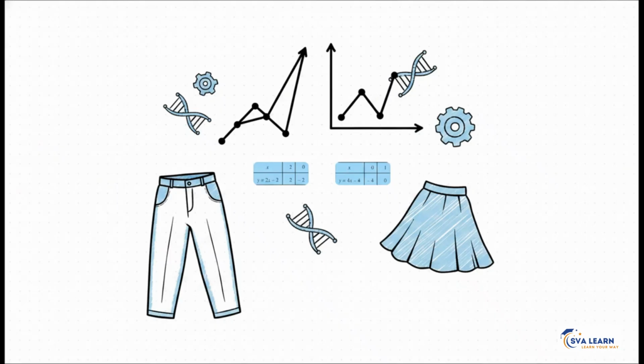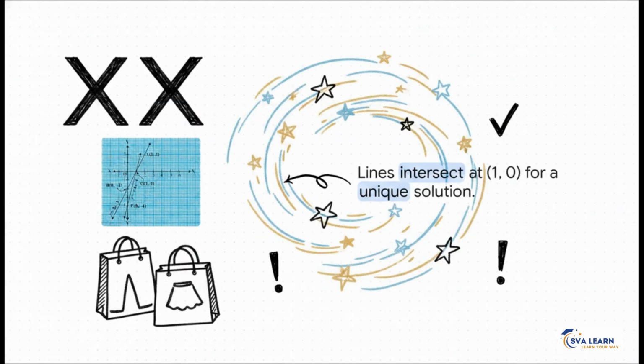Let's actually look at the DNA of these lines. Here we've got two tables mapping out exactly how our x and y coordinates pair up. These come from a classic textbook example about buying pants and skirts. For our first equation, y equals 2x minus 2, if we pick x is 2, y becomes 2, if x is 0, y is negative 2. And we just do the exact same process for the second equation, y equals 4x minus 4.